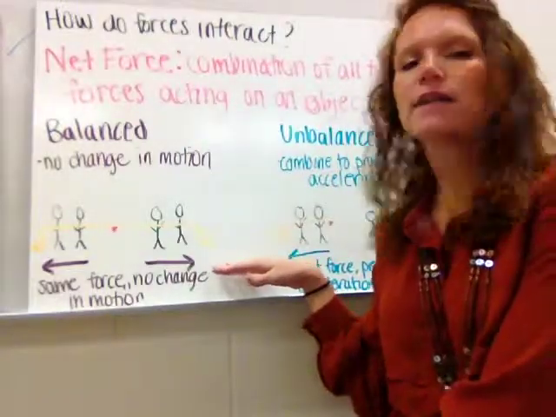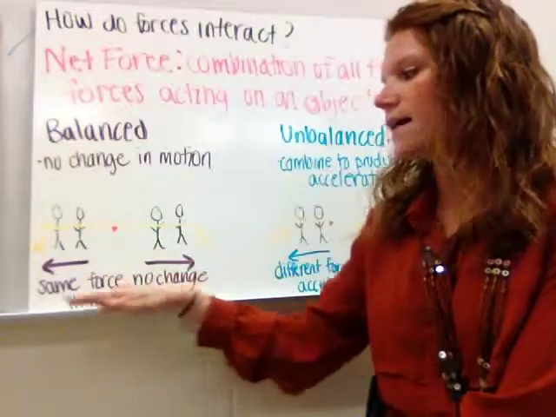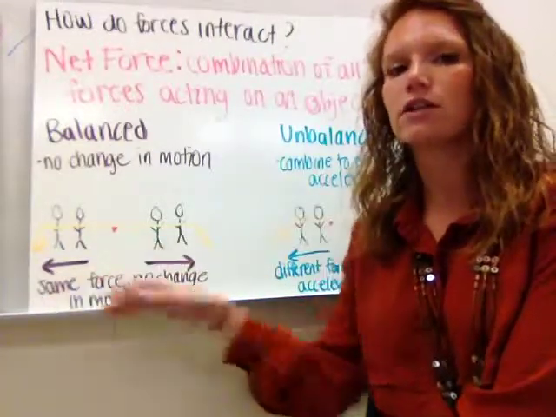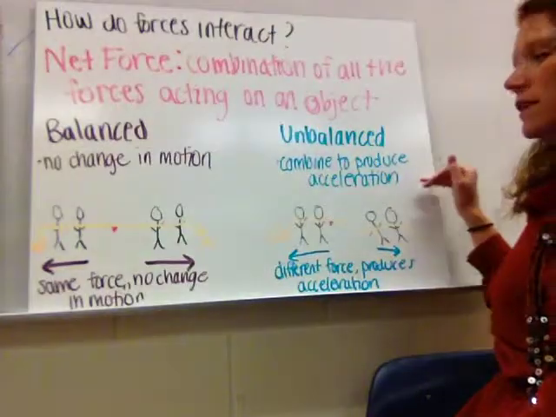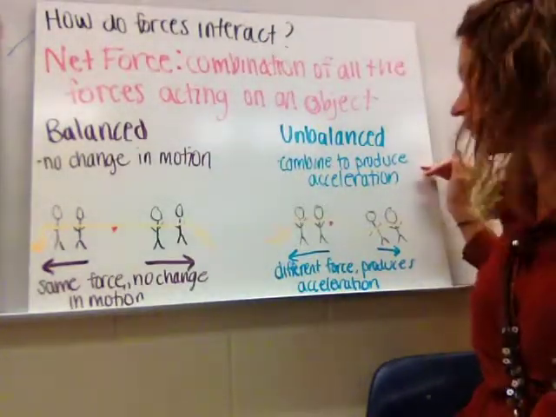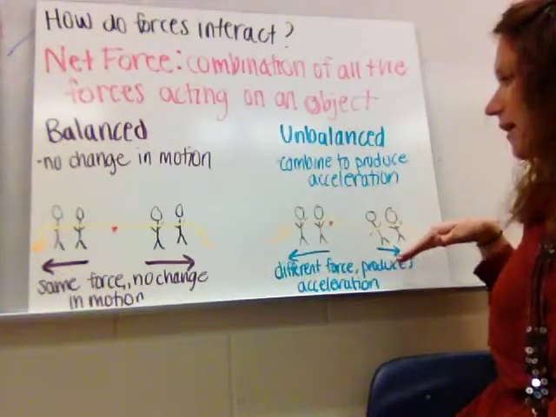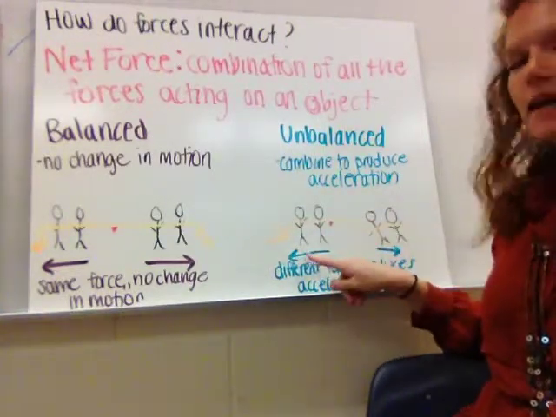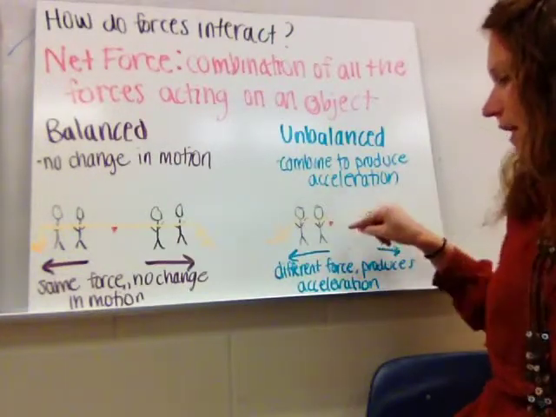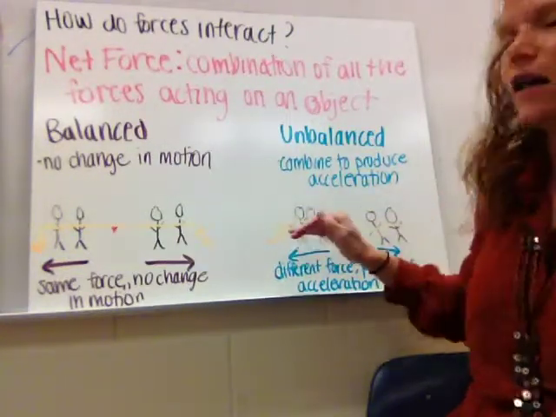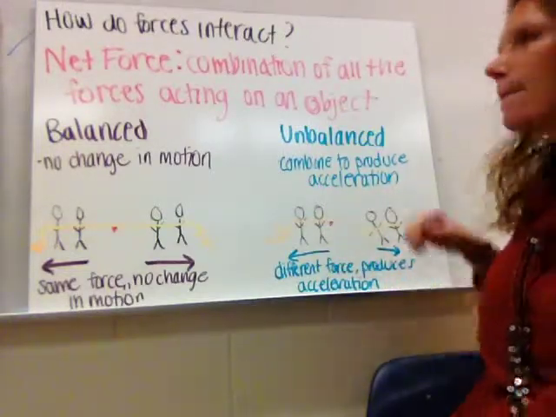Another good example of this is during tug of war. When both teams are evenly matched, no one's winning. It's the same force applied in both directions, so there is no change in motion. Unbalanced forces, when they combine, produce acceleration. For example, in this tug of war game, now this side provides a lot bigger of a force than this side, pulling them over, causing this group to accelerate towards them. The different force produces acceleration.